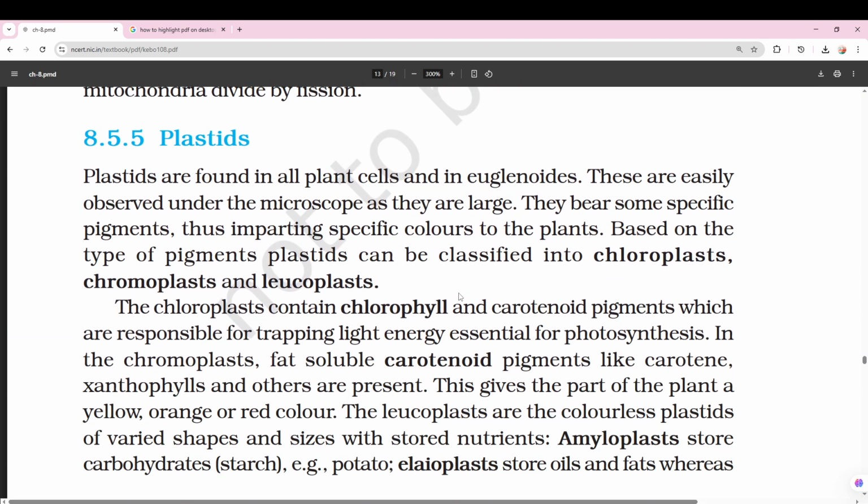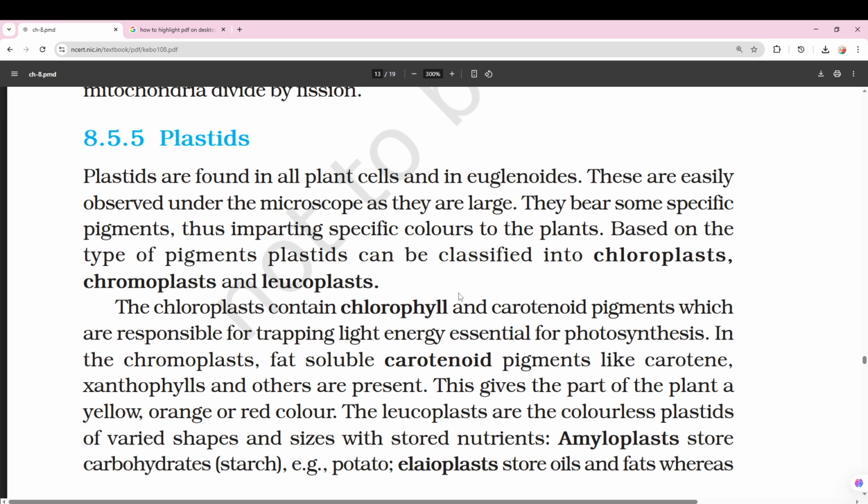Plastids are found in all plant cells and in euglenoids. These are easily observed under the microscope as they are large. They bear some specific pigments, thus imparting specific colors to the plants. Based on the type of pigments, plastids can be classified into chloroplast, chromoplast, and leucoplast.